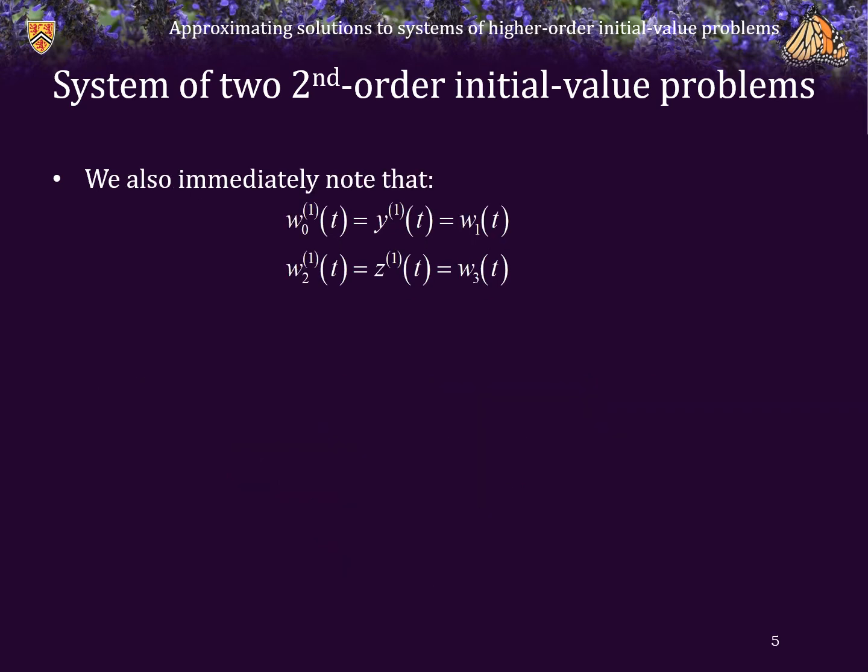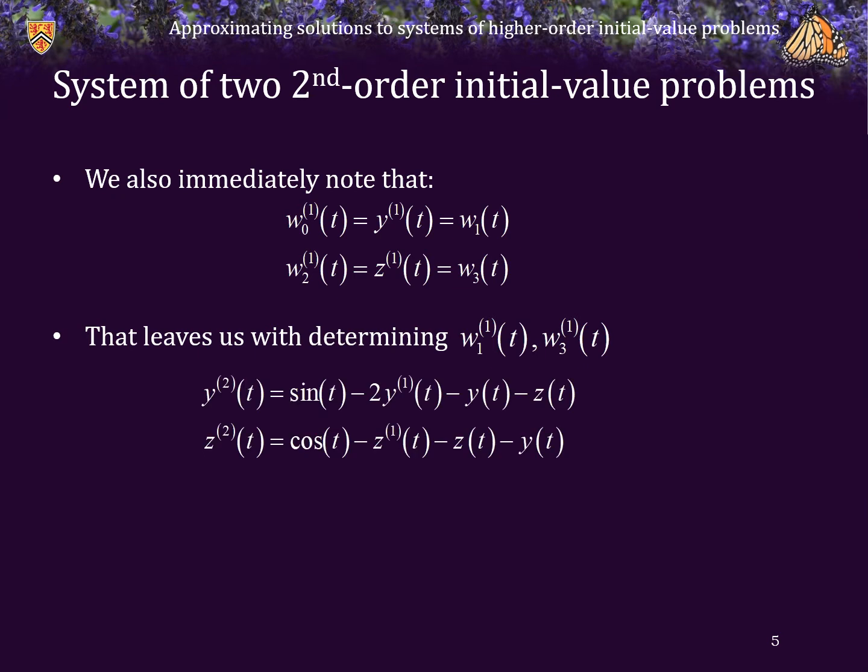Now we also note that if we differentiate w0, well, w0 is y of t, therefore w0's derivative is y prime, but we were representing y prime by w1. Therefore the derivative of w0 is w1. Similarly, the derivative of w2 is w3.